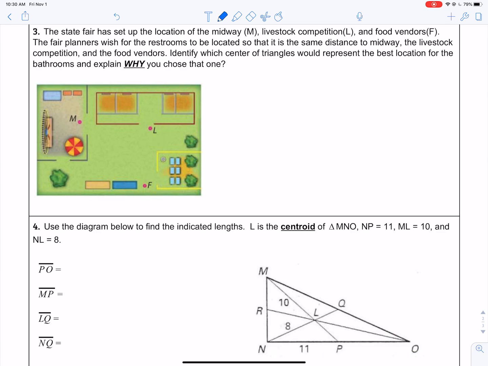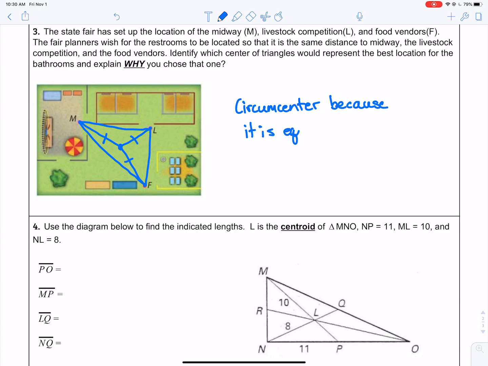So if you want to have a central location for your bathrooms, then that would mean that you want the center of that triangle to be equidistant to these vertices. And the only one of our centers of triangles that we've learned that would be that way is called the circumcenter. So we would want the circumcenter because it is equidistant. So it has the same distance from each vertex. All right, so that is the best option for number 3.